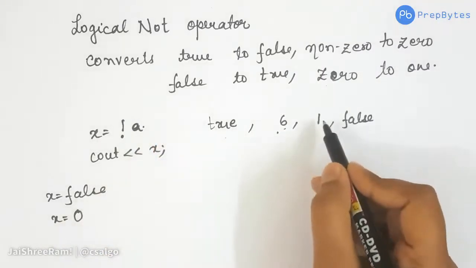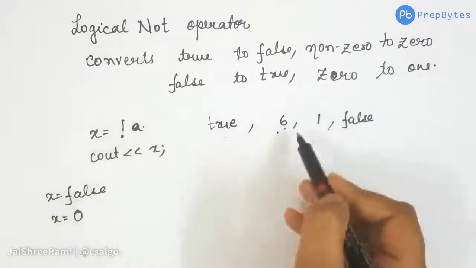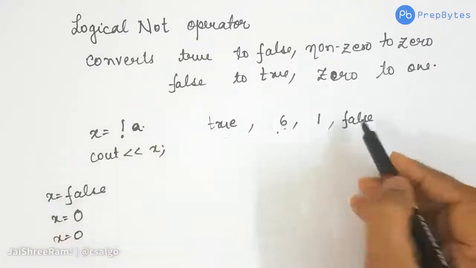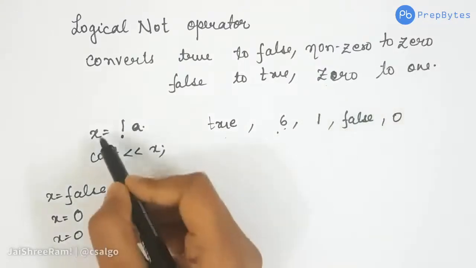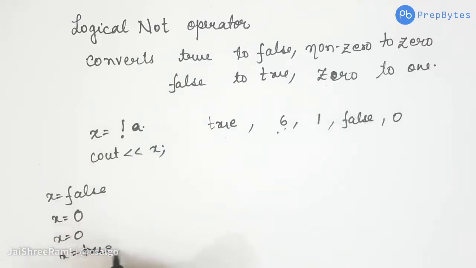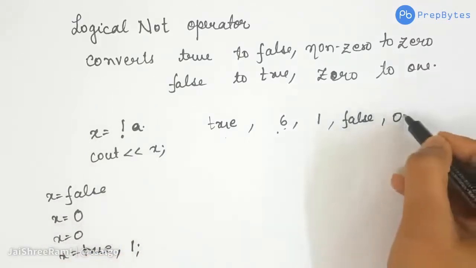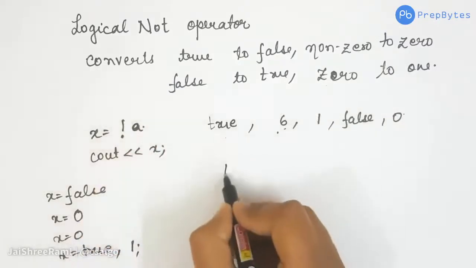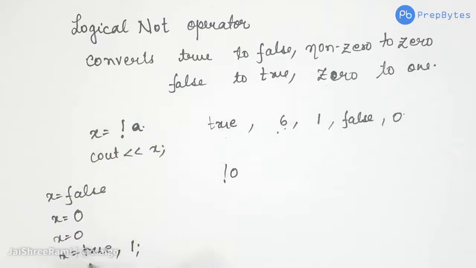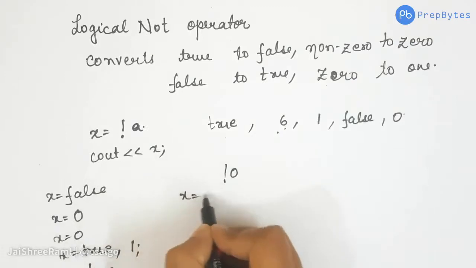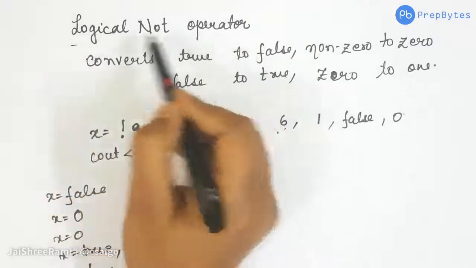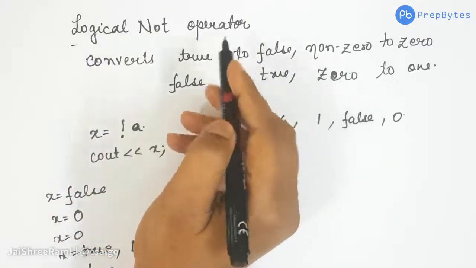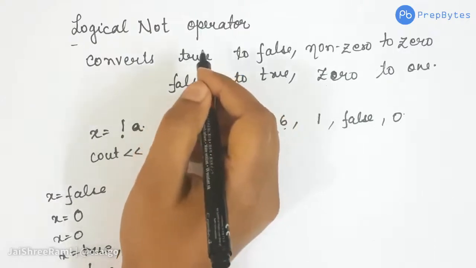Now coming to 1, if I do not A and A is 1, we get x equal to 0. For A equal to false, or let's say 0, x will be true, which will eventually print as 1. For 0 again, if I perform not, I get x equal to true, which gets printed as 1. So this is the use case of the logical NOT operator. That was about the logical operators.